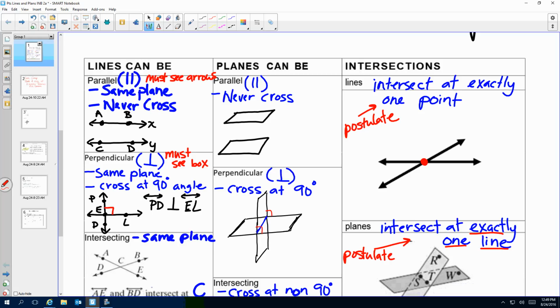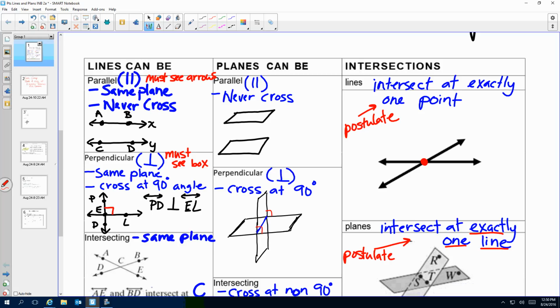In this parentheses right here, these two vertical lines, that's the symbol for parallel. We will use this symbol. We will not write the word out, so get used to seeing that. We're going to actually do that today on this box.